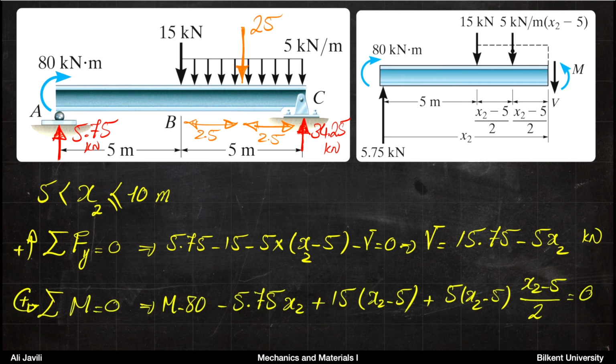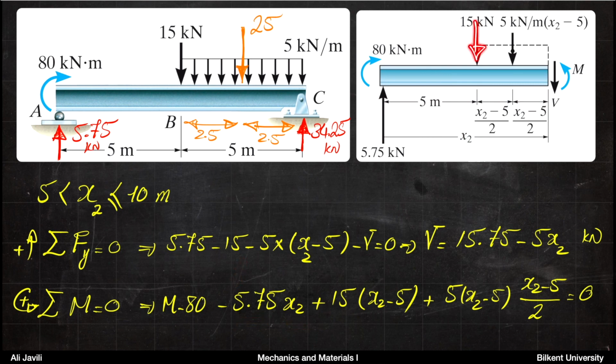Now you do it again for moment, assuming that counterclockwise is positive. So you can write the moment with respect to this point, for instance. Now you get m, which is plus, minus at, because it's clockwise, so minus. Now if you think of the force 5.75 with respect to this point, the distance is x2 and it will cause a clockwise moment, so you get minus 5.75 times x2.